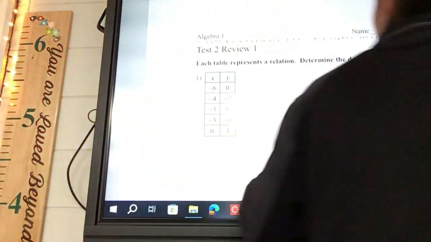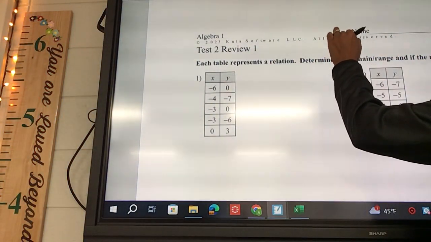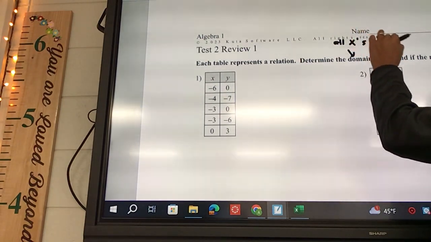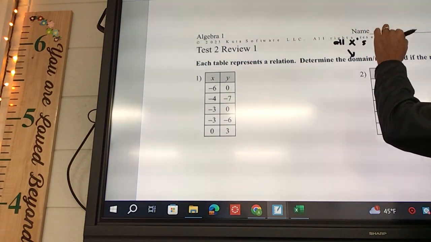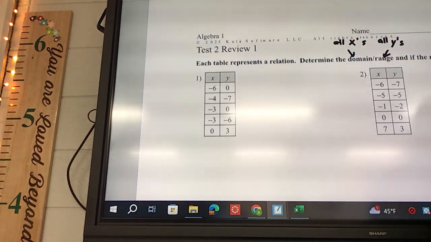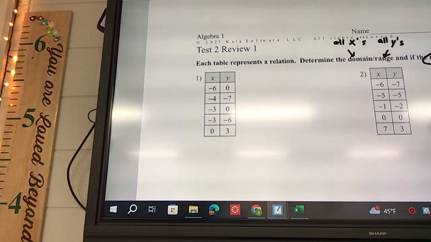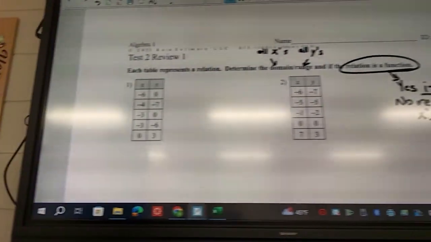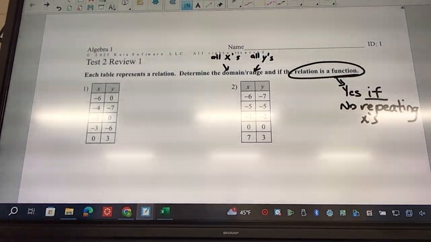Okay, the domain is going to be all the x's. The range is going to be all the y's. Okay, and if this relation is a function, it can be a yes if there are no repeating x's. Other than that, it's not anything too crazy. So if there's no repeating x's, then yes, it is a function.